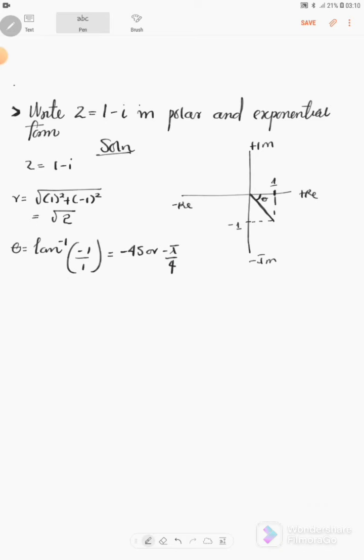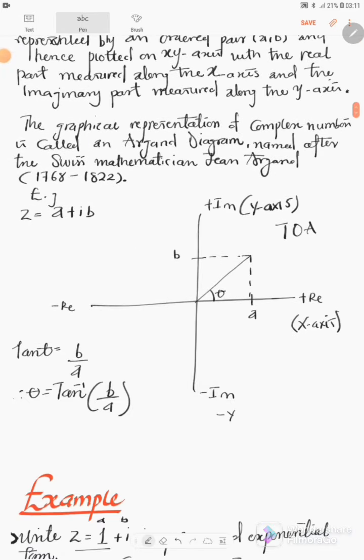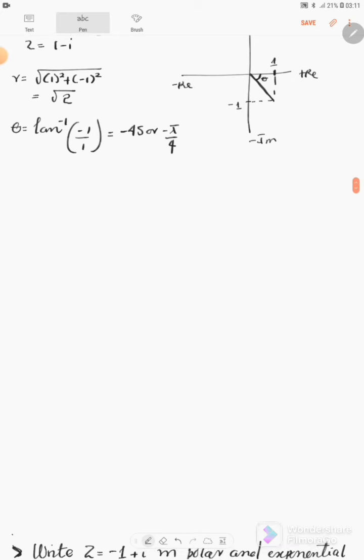Since we've gotten our theta to be minus pi over 4, and our angle is set to be in the fourth quadrant, our theta is in the fourth quadrant. That is, we are going to have.